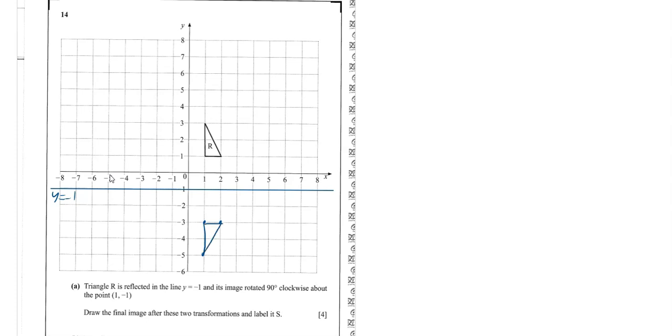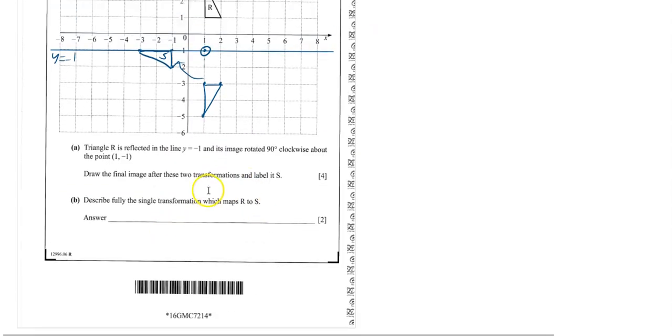And then this has to be rotated about the point 1, minus 1. So this is your center of rotation. You can use your tracing paper to do this. But this bit will swing round to here. So it's going to swing round like this. And that's where your final triangle is going to be. So we label this triangle S.